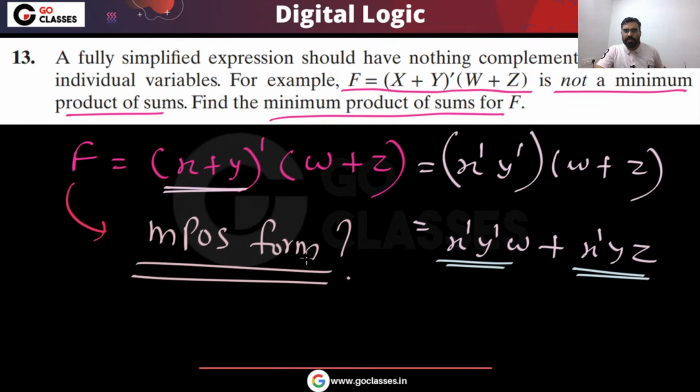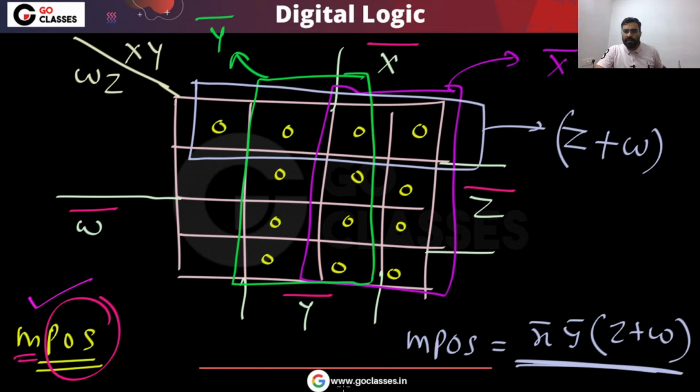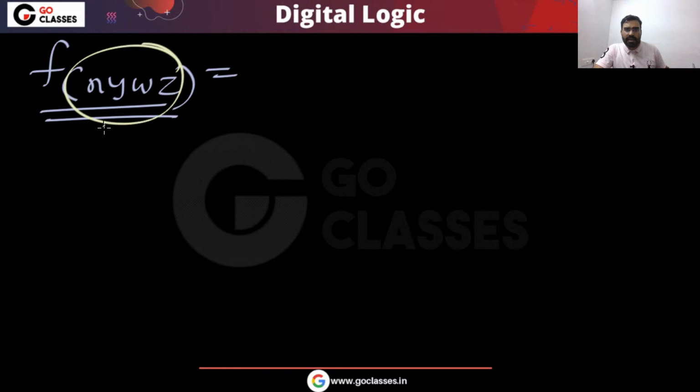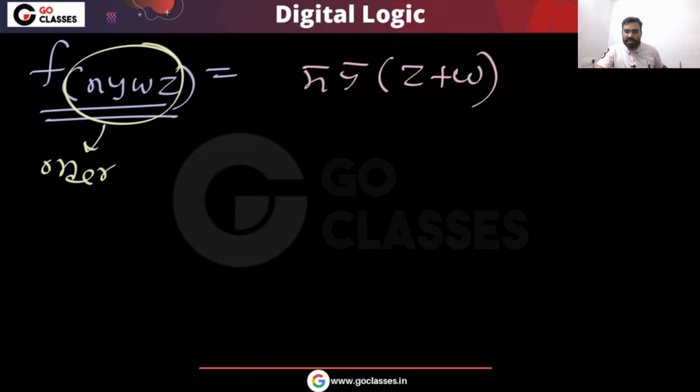Is it clear to everyone? This is the question. X bar, Y bar, Z, W. You can check, your answer will be this. See, I took this order, X, Y, W, Z. If I take this order, then my answer is X bar, Y bar, Z plus W. This is my answer.